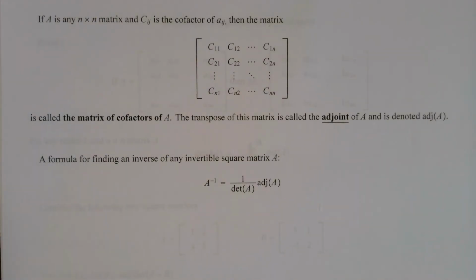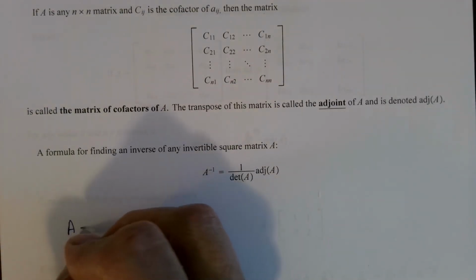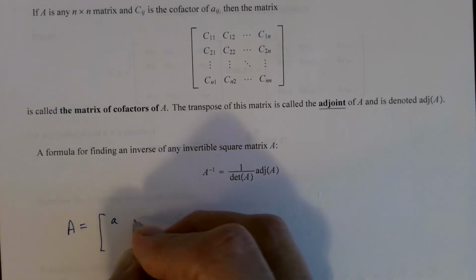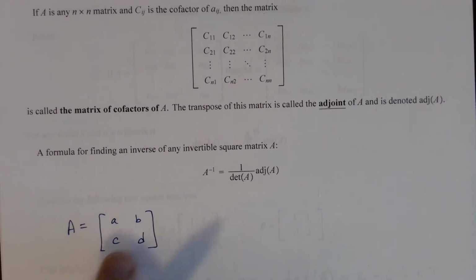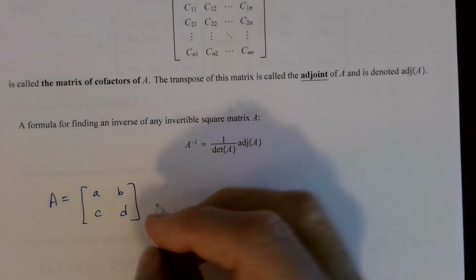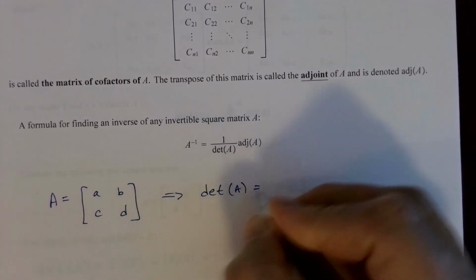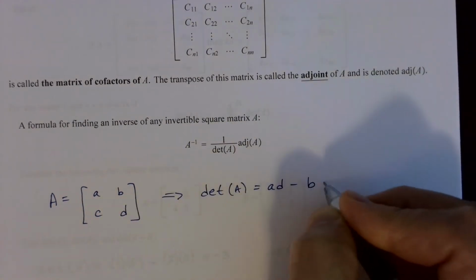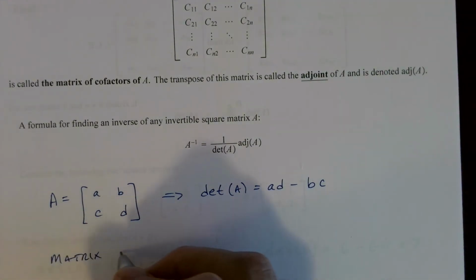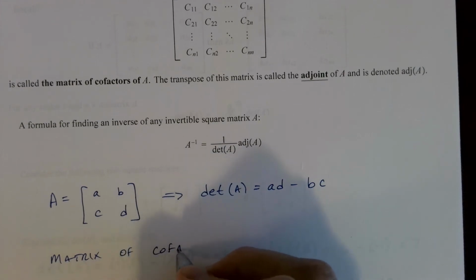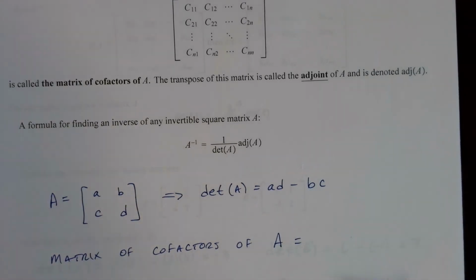Let me show first of all that it works for a 2 by 2 matrix. So if A is a, b, c, d, instead of a11, a12, and so on, I'll just do a, b, c, d. First of all, I need the determinant. We know that is easy: ad minus bc, we already know that. And then I want to compute the matrix of cofactors of A.